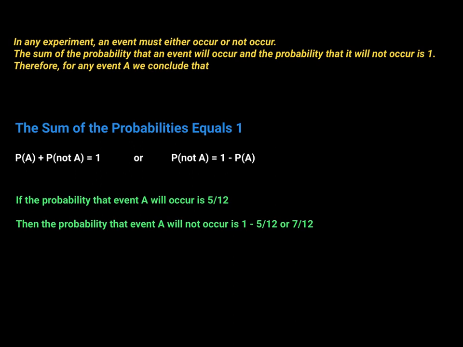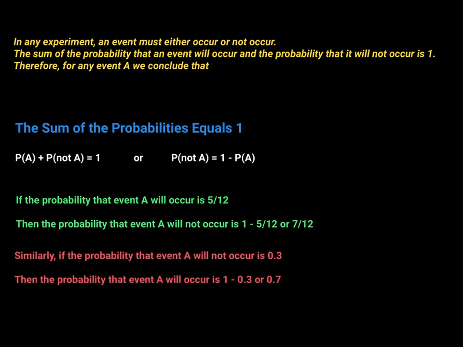For example, if we know that the probability that event A will occur is 5/12, that's the probability that it's going to happen, then the probability that the event will not occur is 1 minus 5/12, which is equivalent to 7/12. Similarly, if the probability that event A will not occur is 0.3, then the probability that event A will occur is 1 minus 0.3, or 0.7.